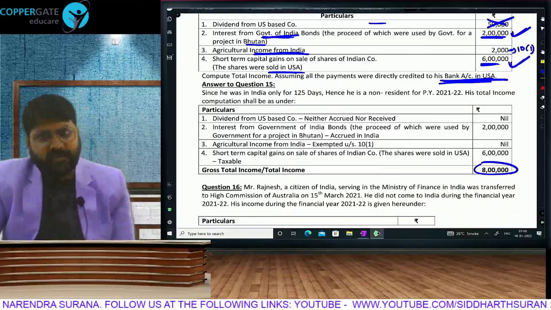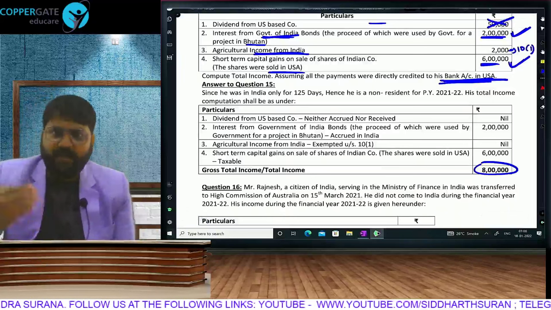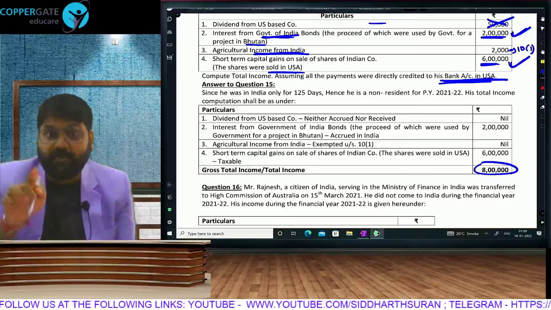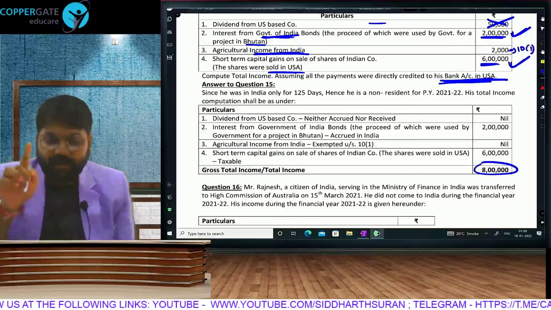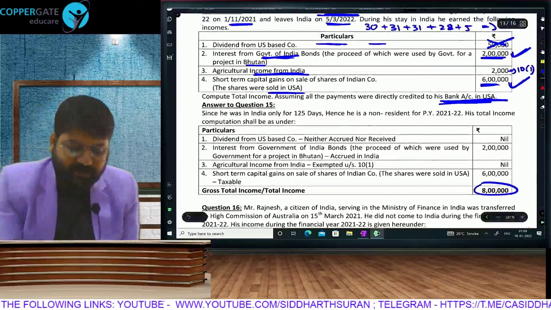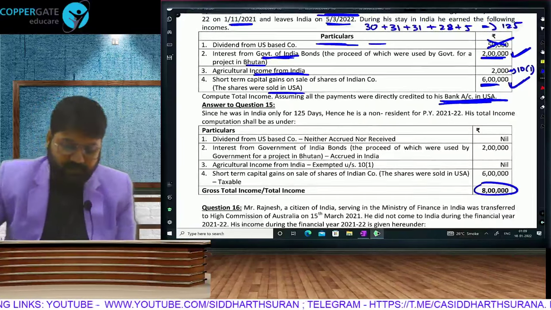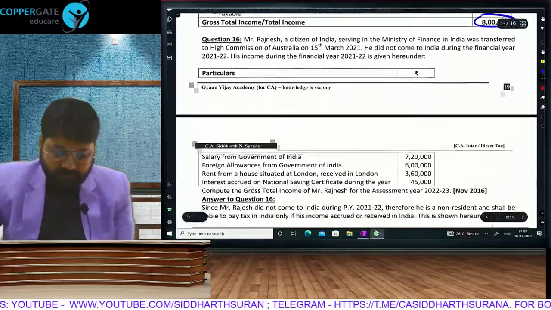Agriculture income is exempt, even if it is Indian income, because agriculture in India is exempt. And foreign income, non-resident, because you are non-resident. Listen, ladies and gentlemen, if he was a resident, this dividend would have been taxable. Is that point understood by everyone? Yes, sir. Very good. Next.